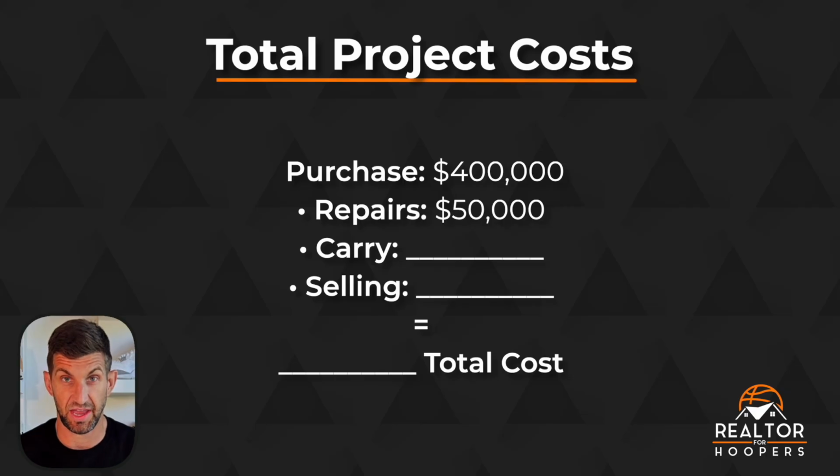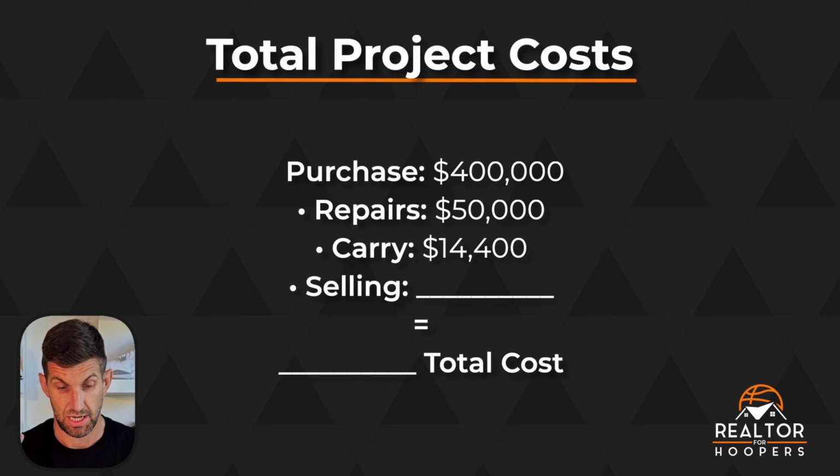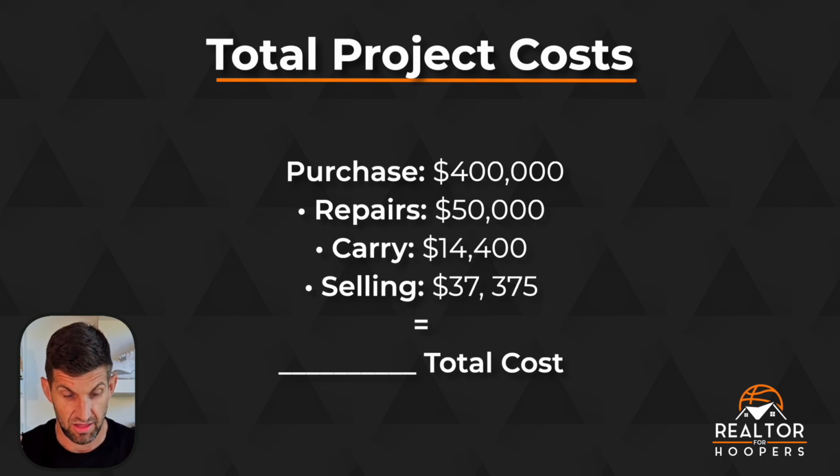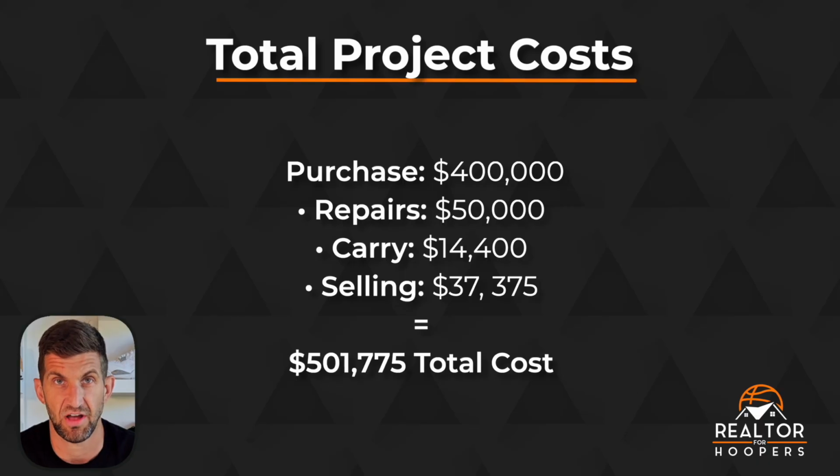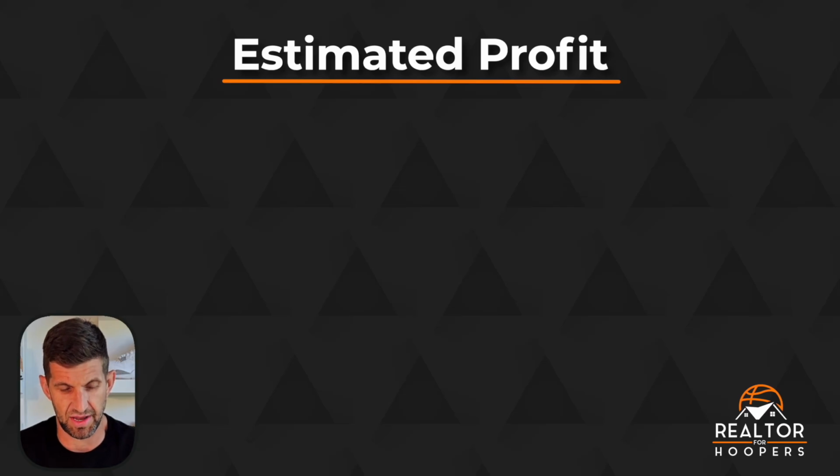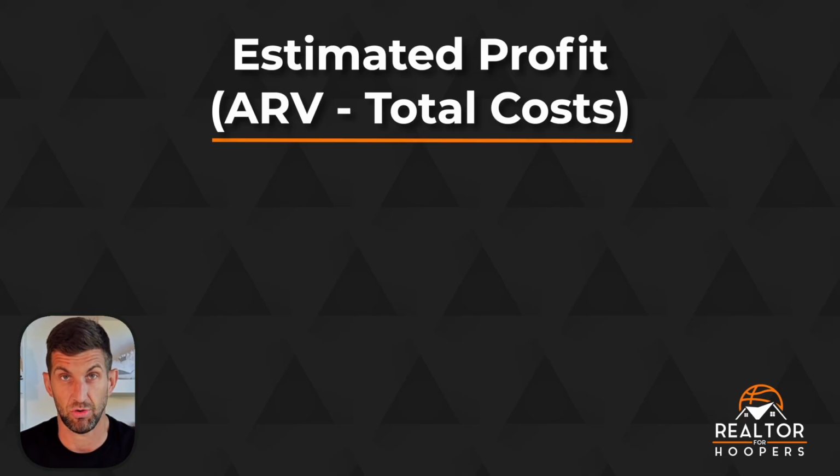So our total project costs, purchase plus rehab plus carry plus selling, is $400,000 of purchase price, $50,000 for rehab, a 4-month carry, which means we're going to have $14,400 in carry costs, and we are going to have $37,375 in selling costs. All that totals up for a total project cost of $501,775.